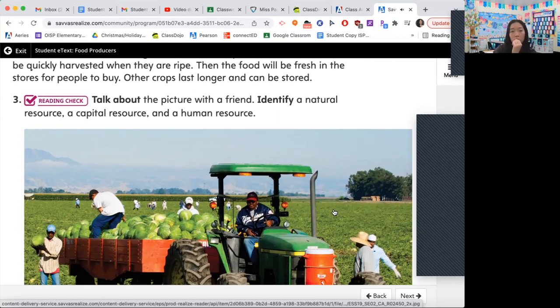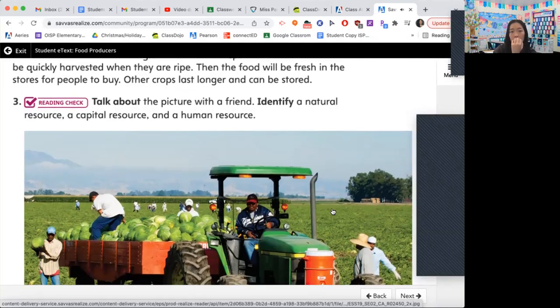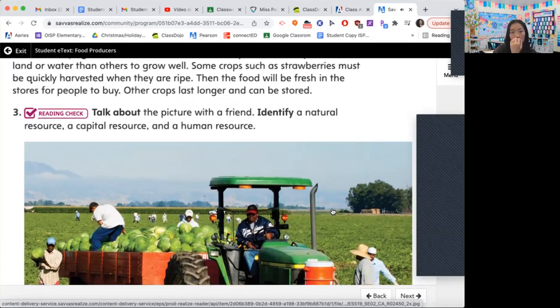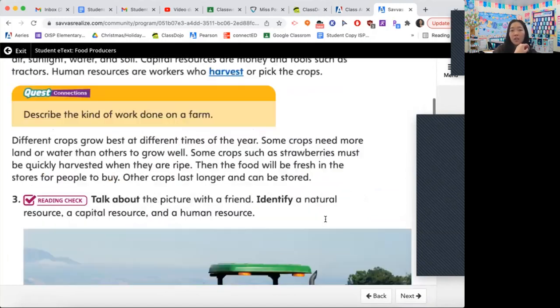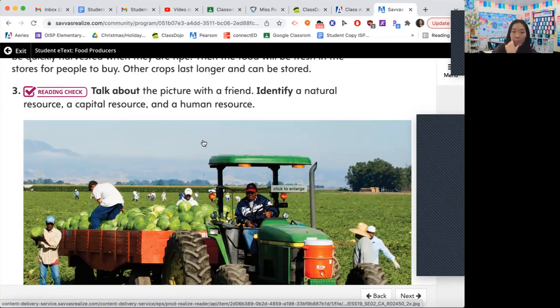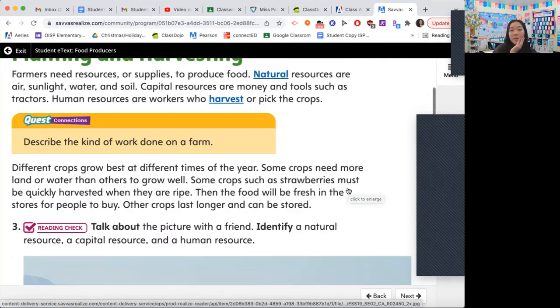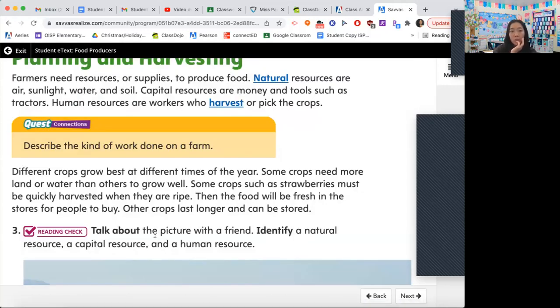Reading check. Talk about the picture with a friend. Identify a natural resource, a capital resource, and a human resource. Okay, so natural resources are air, sunlight, water, and soil. Well, we can't see the air, but we know it's there. We don't see the sun, but it's all lit up, so we know that there must be sunlight. We don't see any water, but we know that there is water for the plants to grow. And then here we can see the soil. So that's the natural resources.